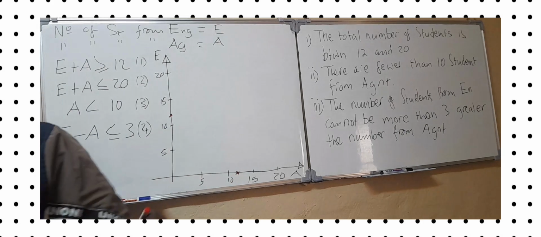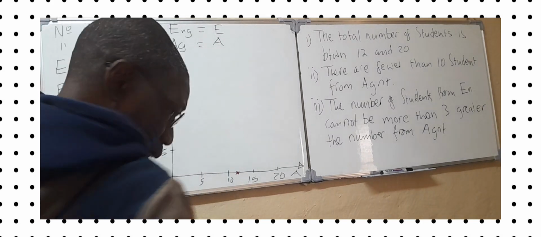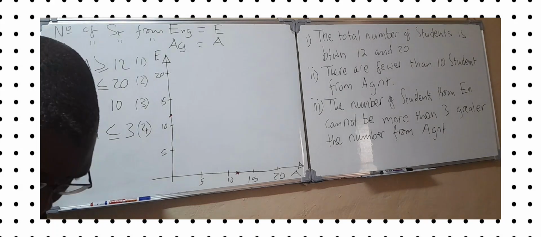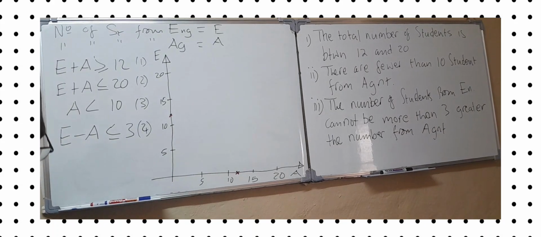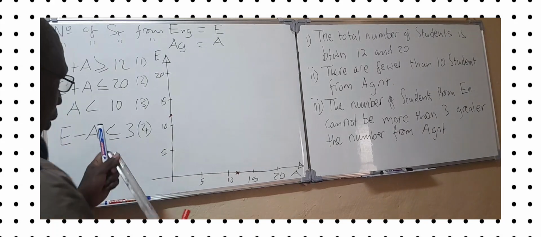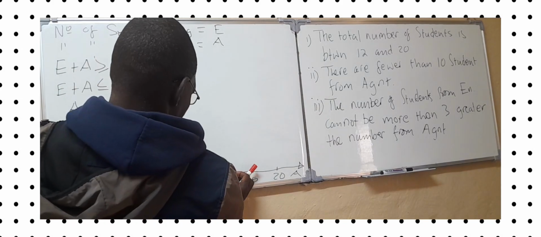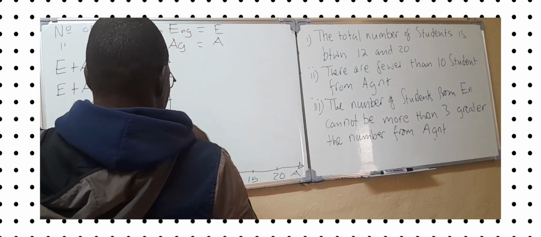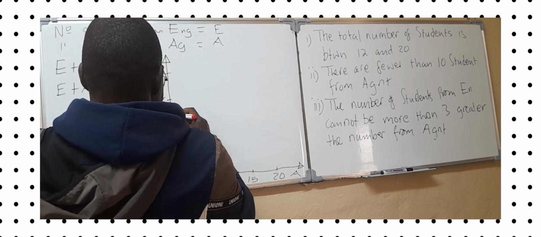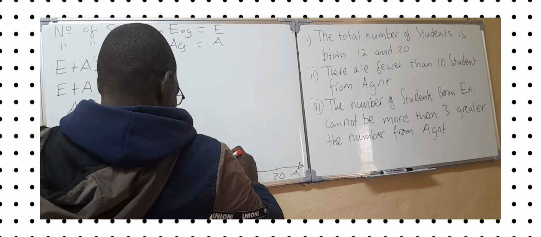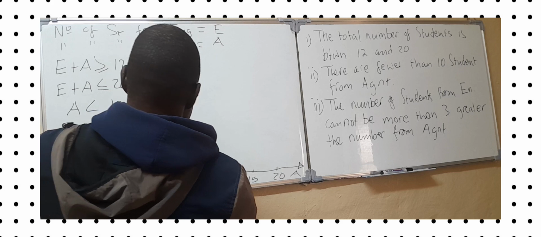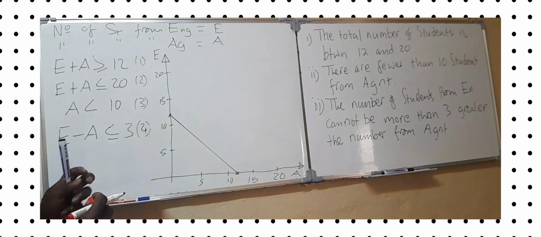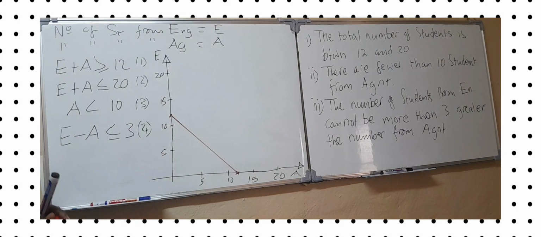So I can join my points. Let me see if I can get myself a ruler, a straight edge. Yes, I do have a straight edge here. So I will join my points. Oh, it almost fell short. But anyway, there's the line there. That's my line representing the inequality E plus A is greater than or equal to 12.